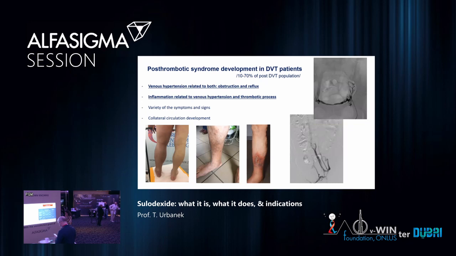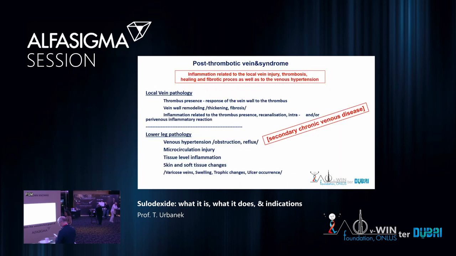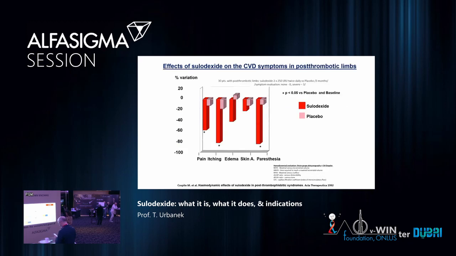Post-thrombotic syndrome is another important area. We know that the symptoms are related to secondary venous hypertension, which can be related to reflux, obstruction, or both. The important part of this process is, of course, the presence of inflammation. This inflammation can be present locally around the vein, inside the vein, but also in the soft tissue of the lower leg, which is related to secondary venous hypertension.